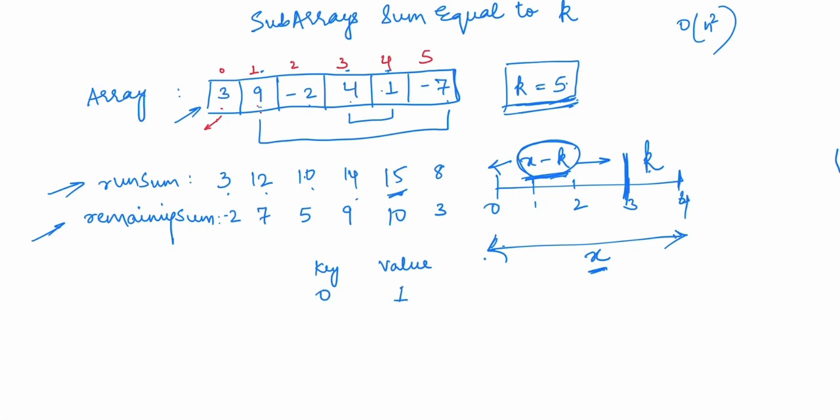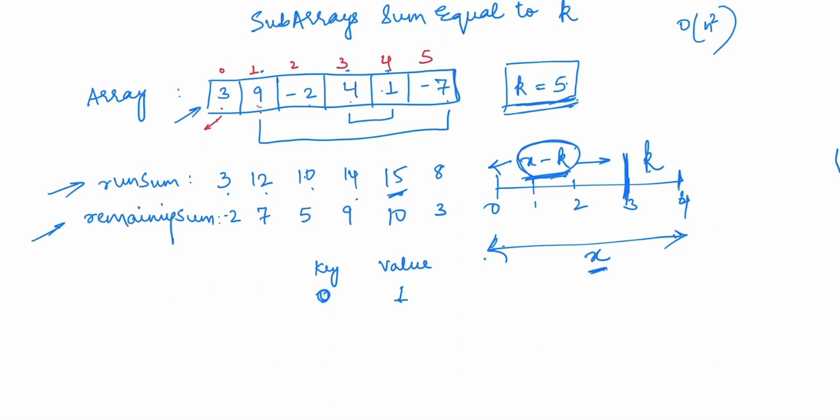Basically this is saying that even before starting iterating the array, we are saying that there exists a sum 0. There exists one subarray. This value means this is the count of the number of subarrays. Okay, so with this, we'll always start.